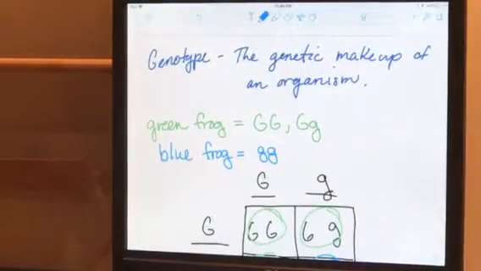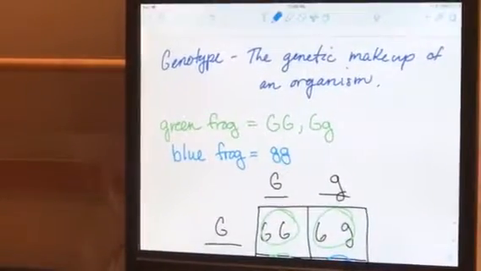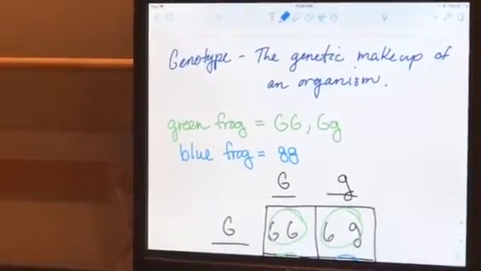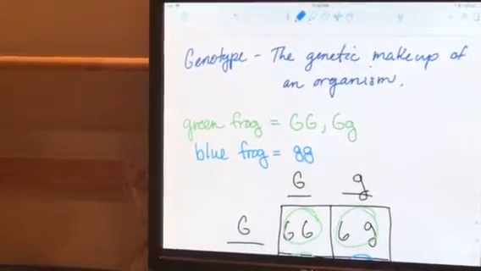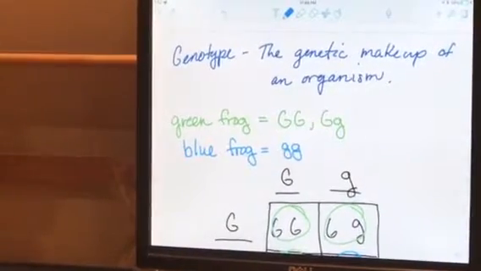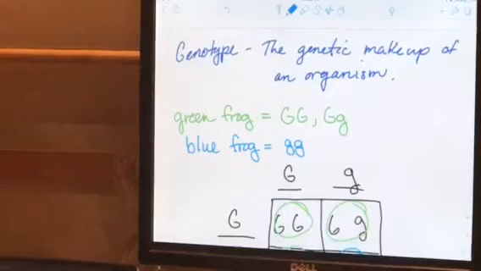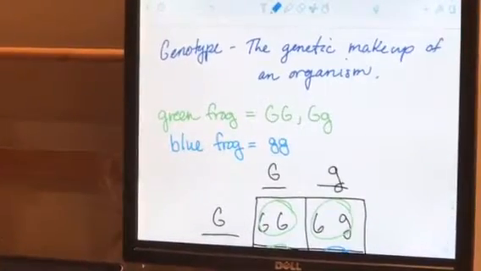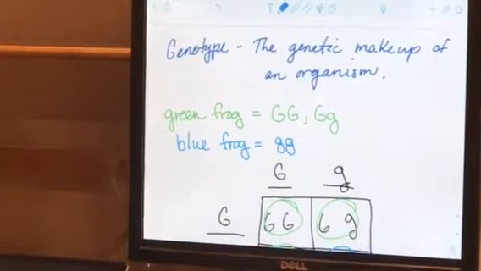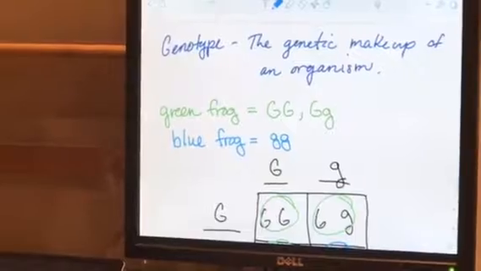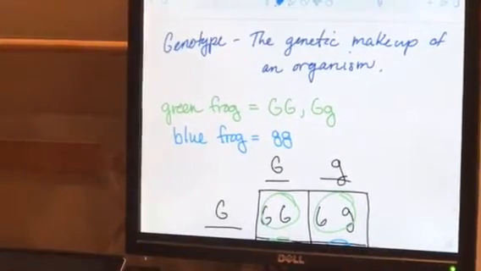Today's example is going to use frogs. We're going to use green frogs and blue frogs. Now, the green frog that has the dominant homozygous genotype is listed capital G, capital G. The green frog that has a heterozygous genotype is capital G, lowercase g. And the blue frog has a recessive homozygous genotype, lowercase g and lowercase g.